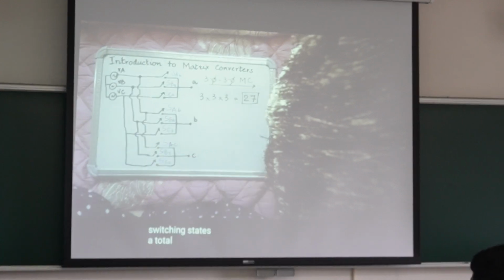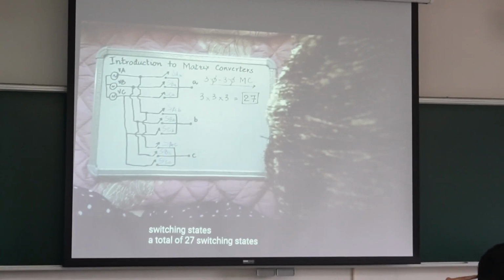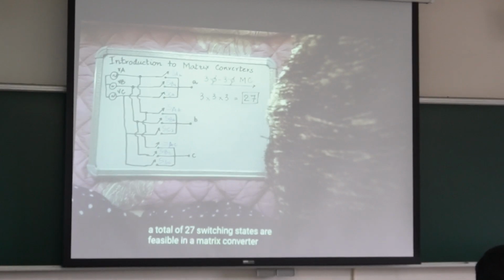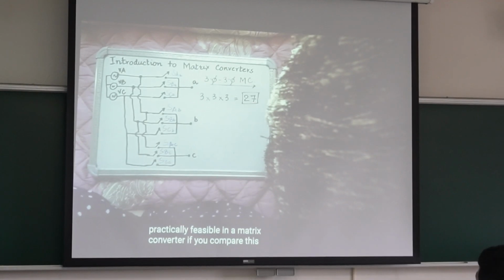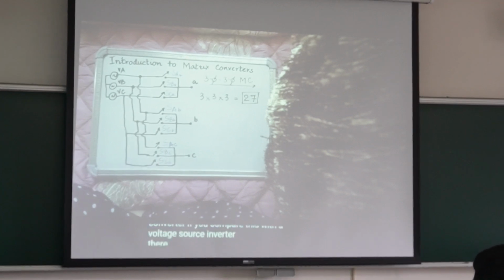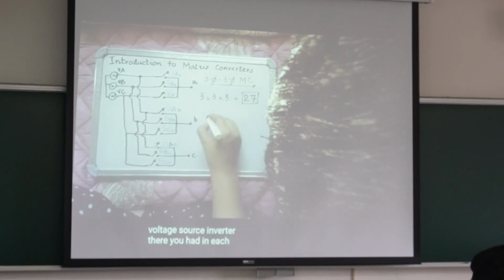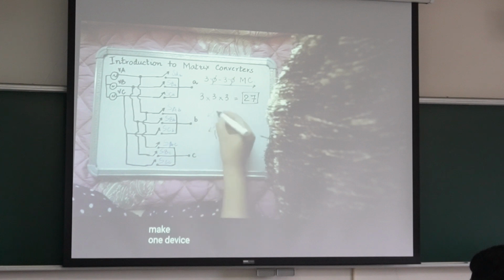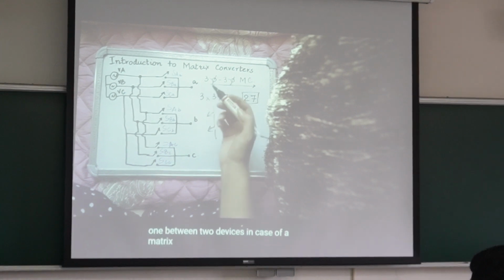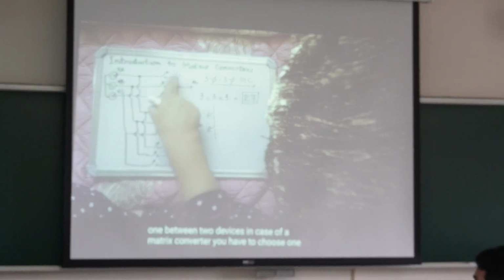A total of 27 different switching states are practically feasible in a matrix converter, because you have two rules. If you compare this with a voltage source inverter, there for each leg you had to choose one device out of two. For a matrix converter, you have 27 different switching states, and you have to choose one between 3 devices.